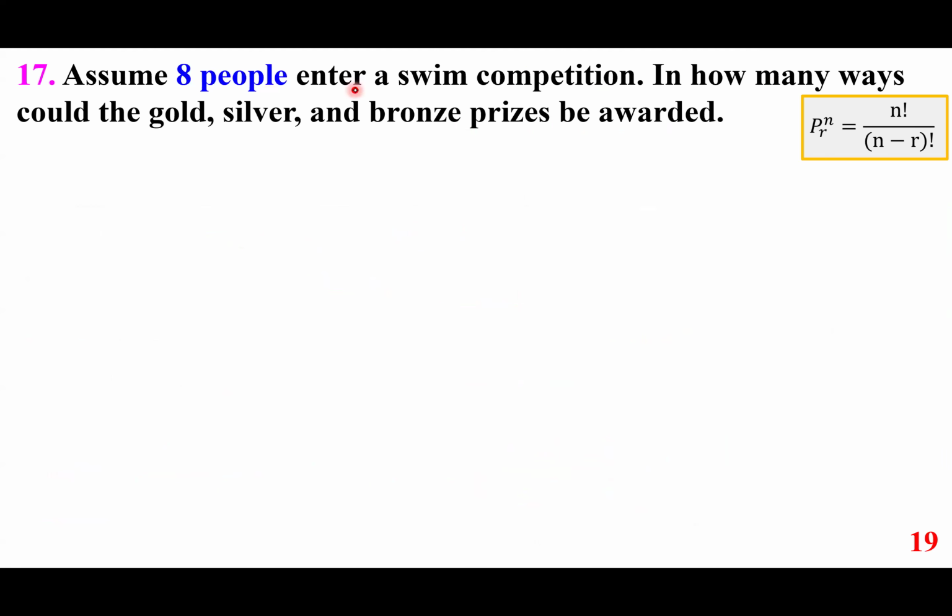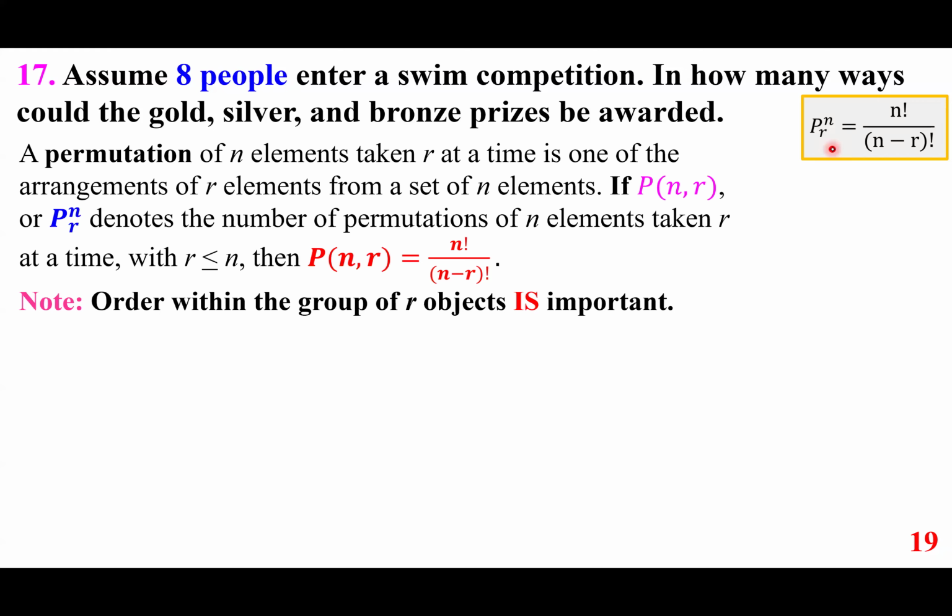Now assume 8 people enter a swim competition. In how many ways could the gold, silver, and bronze prizes be awarded? Now, it's not just that we choose any 3. Order is important, because the first one gets the gold, the second one silver, the third one bronze. So order becomes important. That's the difference. And that's a permutation. A permutation of n elements taken R at a time is one of the arrangements of R elements from a set of n elements.